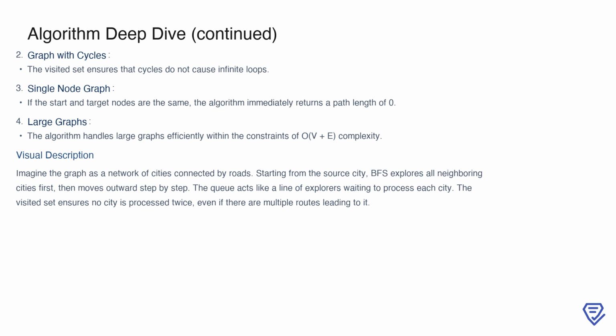To visualize BFS, imagine the graph as a network of cities connected by roads. Starting from the source city, BFS explores all neighboring cities first, then expands outward level by level. The queue acts as a line of explorers waiting their turn to process each city, while the visited set ensures no city is revisited, even if multiple roads lead to it. This systematic approach guarantees an optimal pathfinding process in unweighted graphs.